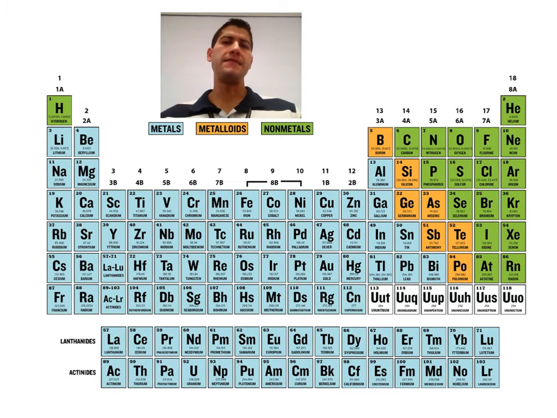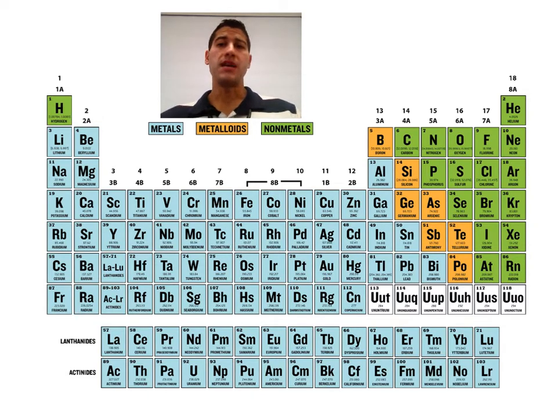Metals are on the left and lower side of the periodic table. They're represented in blue here, and notice that more than 2/3 of the elements are metals. They include elements such as aluminum and gold. Most of these elements are shiny. They can be molded and shaped, and they can conduct heat and electricity.